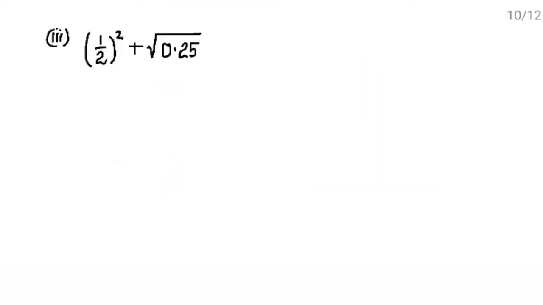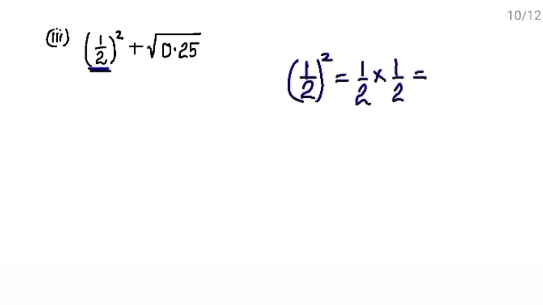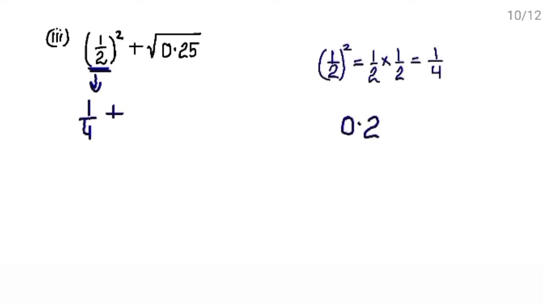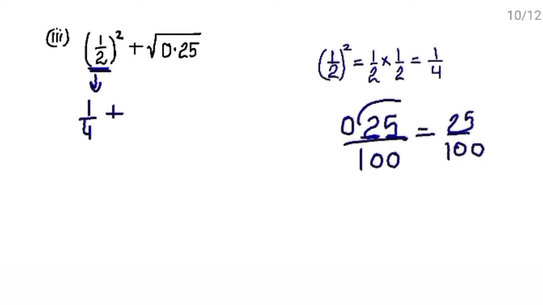Next, third part, 1 upon 2 raised to the power 2. What does power 2 mean? We will multiply the base, which is 1 upon 2 here, by itself, right? So 1 ones are 1, 2 twos are 4. Its value is 1 upon 4 plus 0.25. This can be written as: write 1 in denominator. After the decimal you have 2 digits, so put 2 zeros in the denominator. So this is equal to 25 upon 100, right?